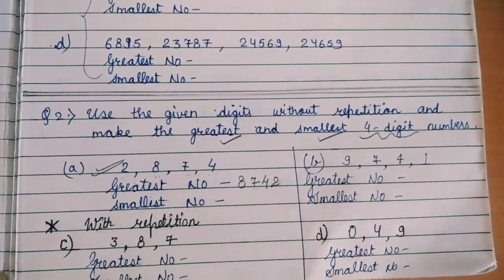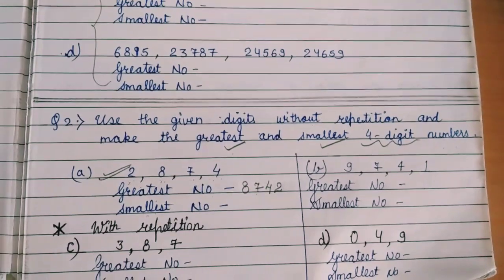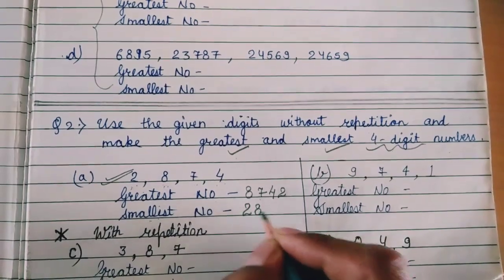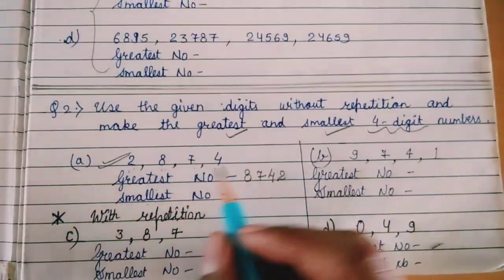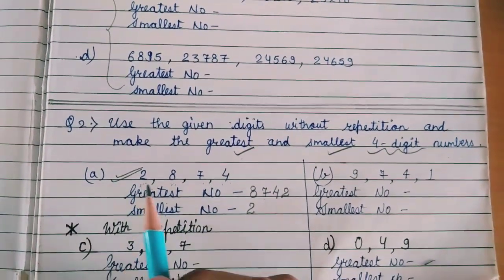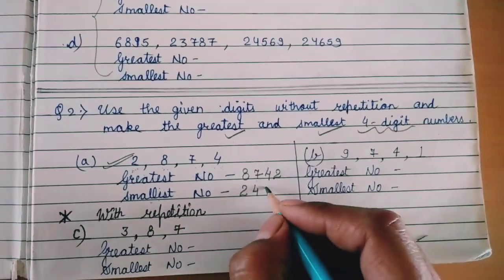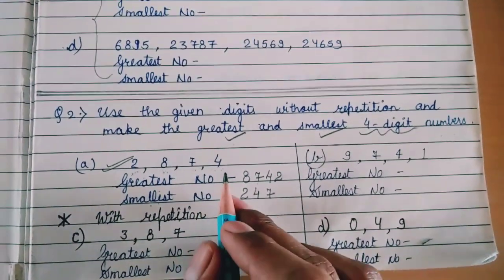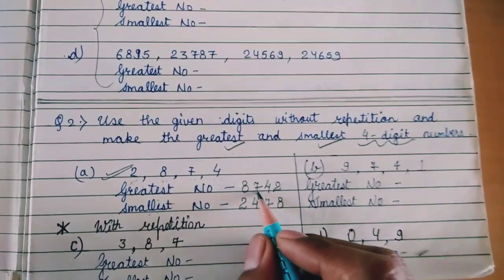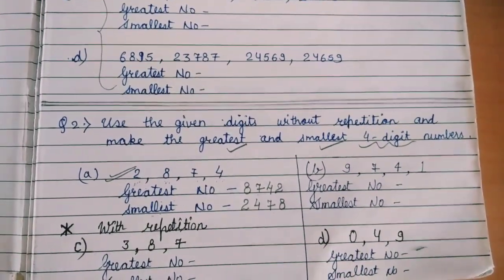Now for the smallest number, same as it is, we will begin with the smaller one. 2 is the smaller one. So here we have 2. Just a little bit greater than 2 is 4. A little bit bigger than 4 is 7. And the number which is the greatest will come at the end. So here we have 8742 is the greatest number. 2478 is the smallest number.